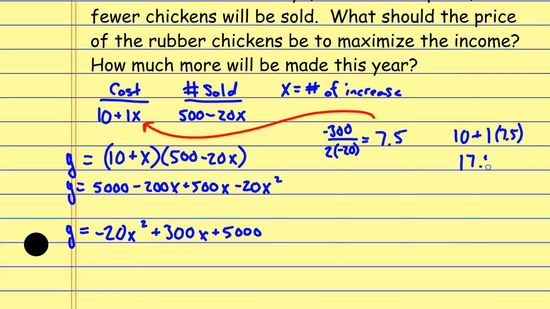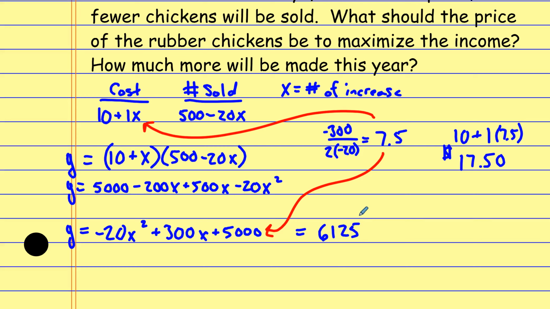that's $17.50. That's what I should sell each one for. But then it also asks me how much more will be made this year. Well, if I want to find out how much money I'm going to make, I got to plug that guy down into my equation, because this is the equation that was describing how much money I'm going to make. And when I plug that in down here, again, that's a job for my calculator. I get 6,125.